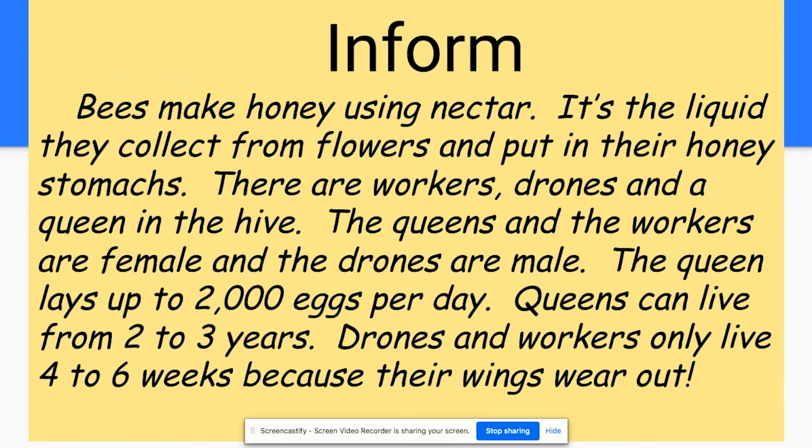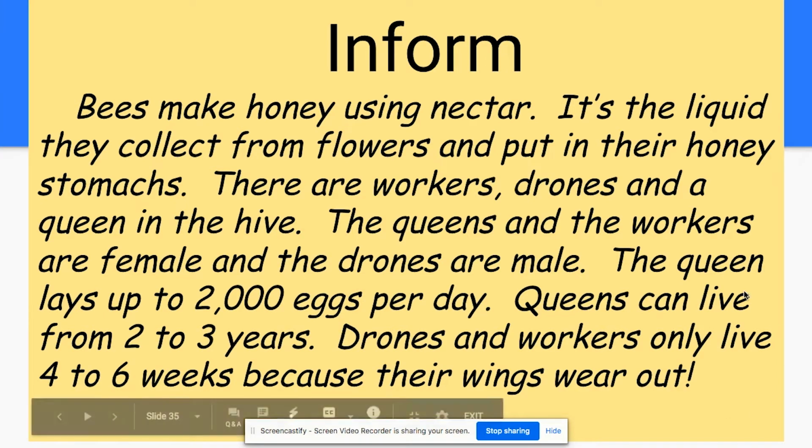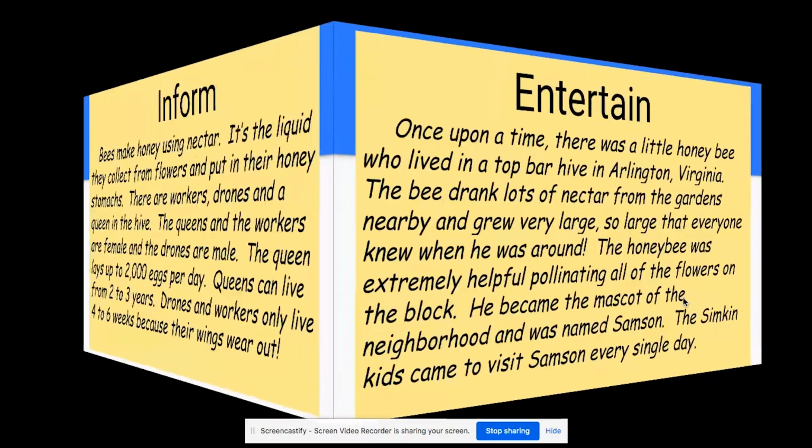The next section was to inform. Remember, in this case, the student was writing for the teacher. And in this case, we need lots of details because we're trying to inform or show our teacher that we've actually done the work. So we added lots of details and also corrected nectar. Remember, nectar is the liquid that they collect, not pollen.